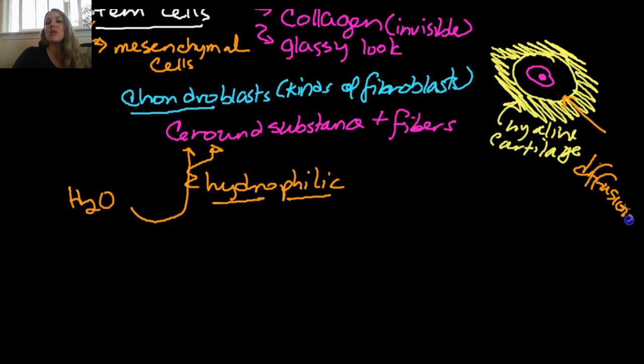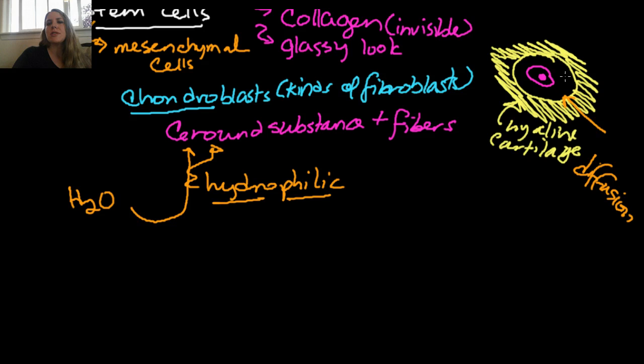Remember diffusion, where solutes, molecules, go from an area where they're more greatly concentrated to an area where they're lesser concentrated. So what we end up having thanks to this water is water and molecules are more greatly concentrated in the matrix than in the chondrocytes, and therefore that stuff moves in. Oh, what did I just say there? I said chondrocytes. You're like, I thought you said that was called a chondroblast.